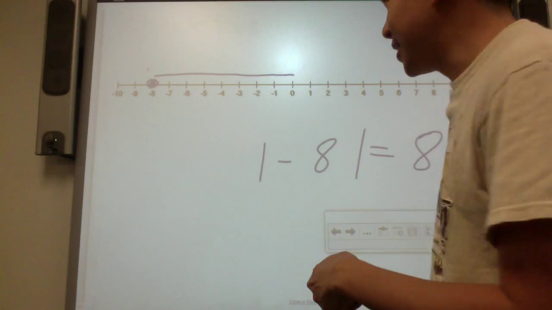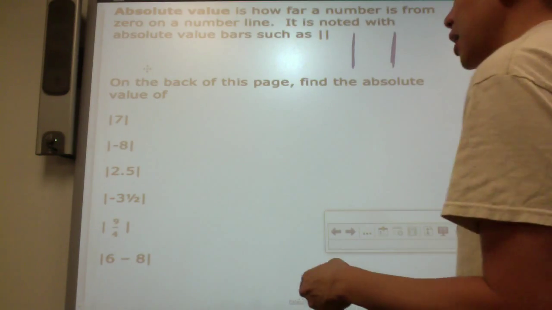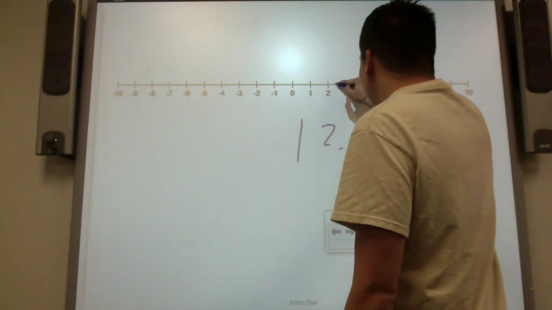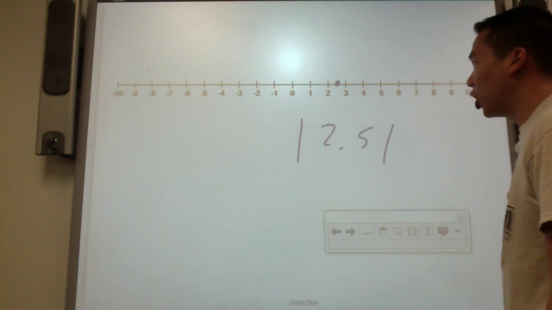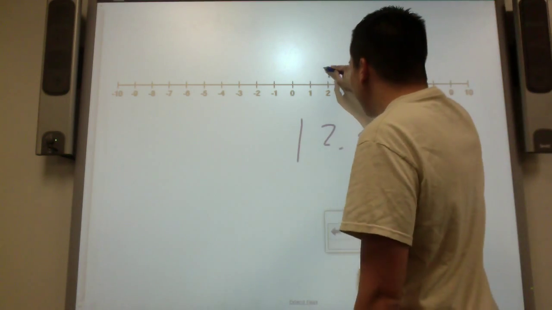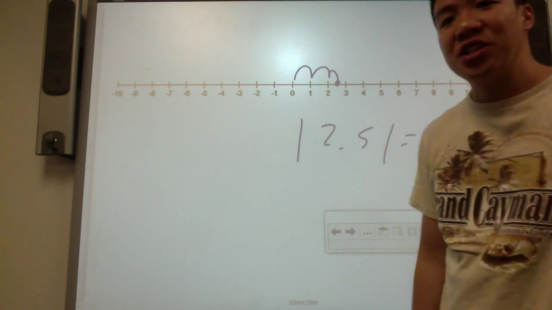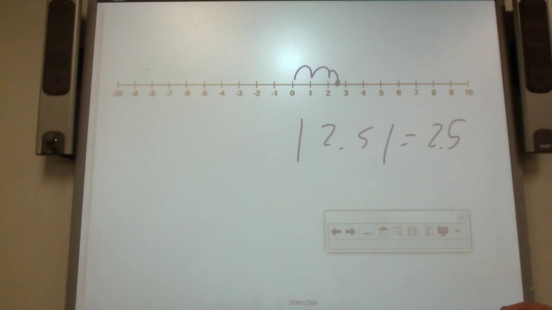How far? The distance. Next one, 2.5. Absolute value of 2.5. That would be right here. How far is that from 0? Half. 1, 2. It is 2.5 units from 0. Next one.